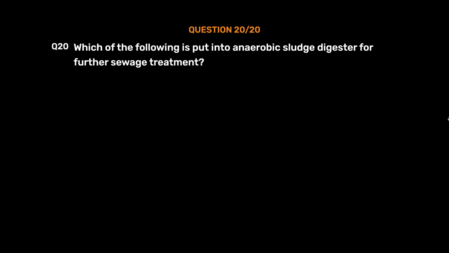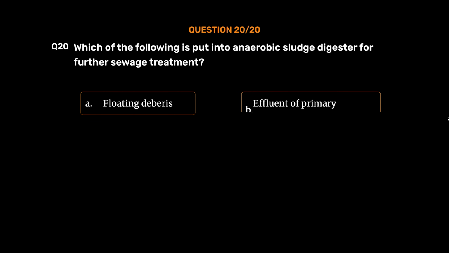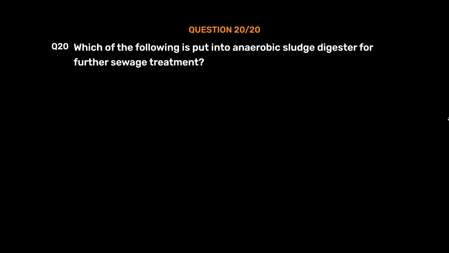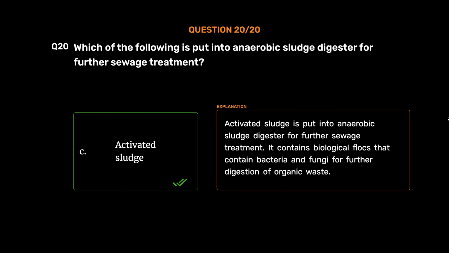Question number 20. Which of the following is put into anaerobic sludge digester for further sewage treatment? Option A, floating debris. Option B, effluent of primary treatment. Option C, activated sludge. Option D, primary sludge. The correct answer is option C, activated sludge. Activated sludge is put into anaerobic sludge digester for further sewage treatment. It contains biological flocs that contain bacteria and fungi for further digestion of organic waste.